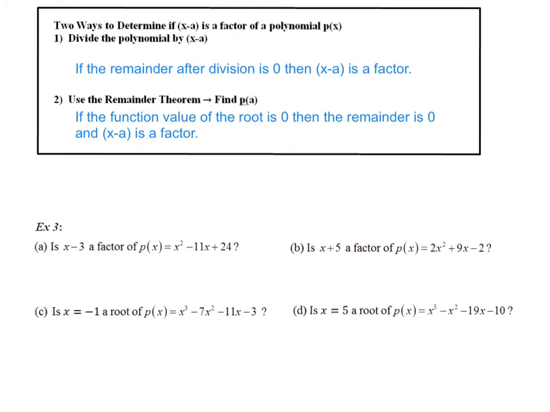So the two ways that we have been using to determine if x minus a is a factor of a polynomial, the first way is going to be to divide the polynomial by x minus a. If when we do that division, and remember that our division can either be done using the box method or using long division, the remainder after the division turns out to be 0, then that tells us that x minus a is a factor. We can also use this new theorem, the remainder theorem. So if we find the function value p of a, and the function value of the root is 0, that tells us that the remainder would be 0 if I did a division, and that x minus a is a factor. A lot of times we're going to want to use this remainder theorem because it's a quick and easy way of deciding if I do have a factor, and subsequently if the number is a root of the polynomial.